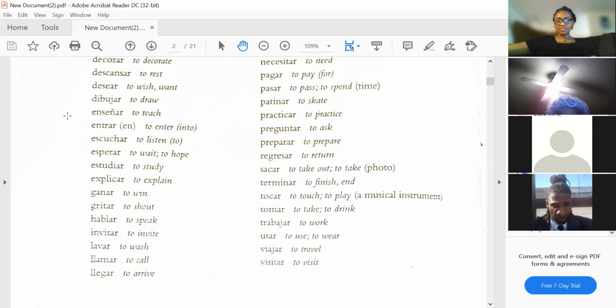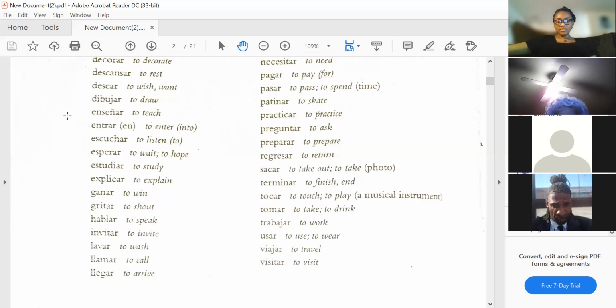But make some sentences. Lavar means to wash. I'm going to say I wash my hands. Something very simple. And guess what? You have to take the AR off and add an O and say yo lavo, mi mano. And that's not quite right, but that's just what you're about to say. But it makes sense, and I know where you are, so I know that you're actually doing the process. So practice, try them out.